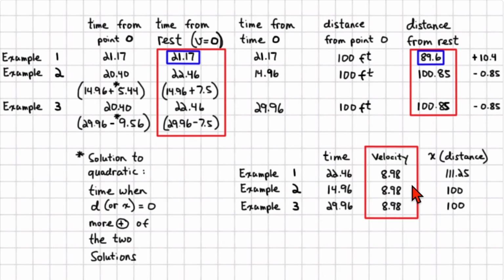So the corresponding point at this velocity is 111.25 feet from point 0, 100 feet from point 0, and 100 feet from point 0. The time it takes to get there: 22.46 seconds from time 0, 14.96 seconds from time 0, and 29.96 seconds from time 0. These two times right here. And then example 1 is this time right here. Example 1 has to move a bit farther, 11.25 feet, to get to this velocity. So a little bit farther, it has to take a little bit more time.